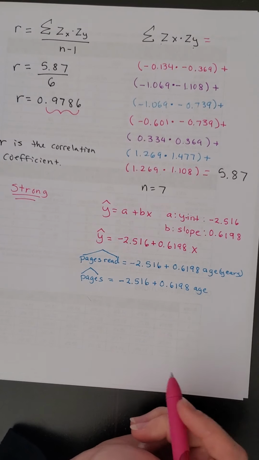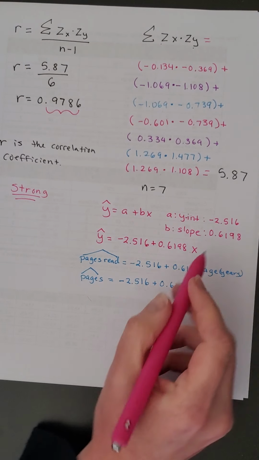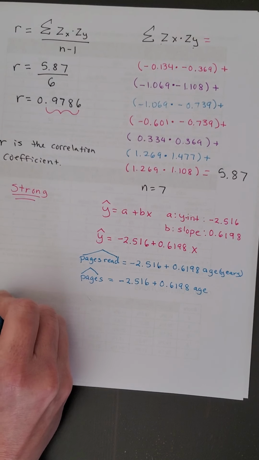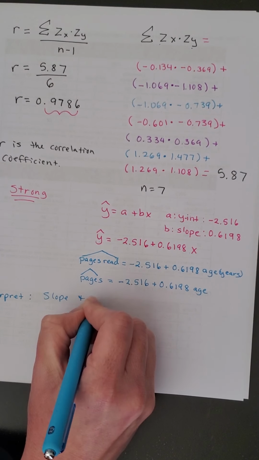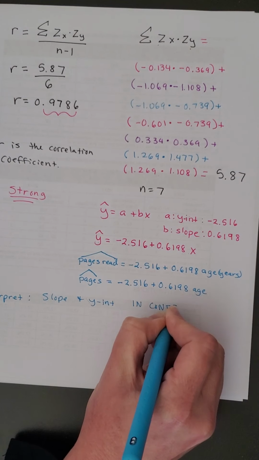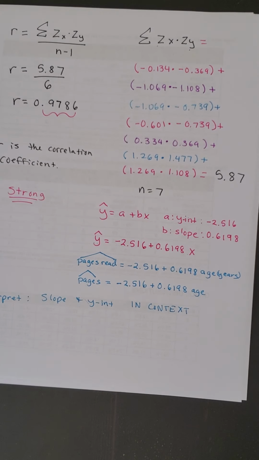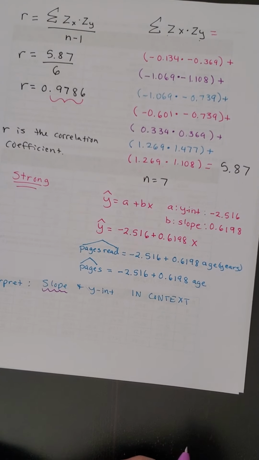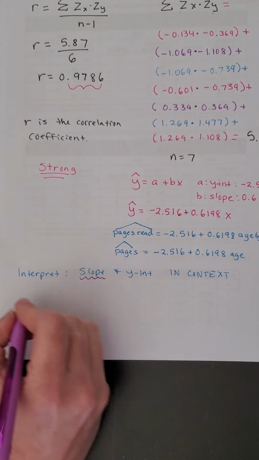All right, now that we've talked about how to write the equation of the line of best fit, let's talk about how to interpret the slope and the y-intercept in context. They're very, very, very particular. So when we interpret the slope, we always do it in the same way. Okay, so the slope.